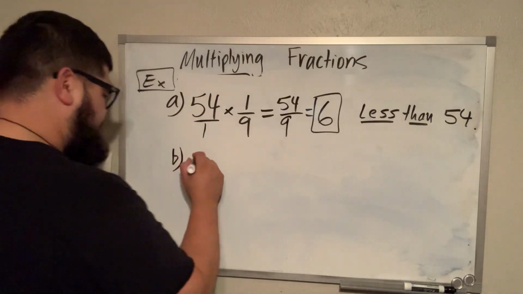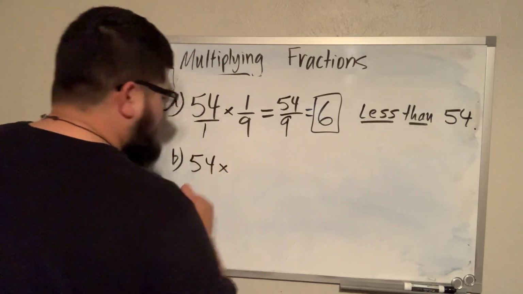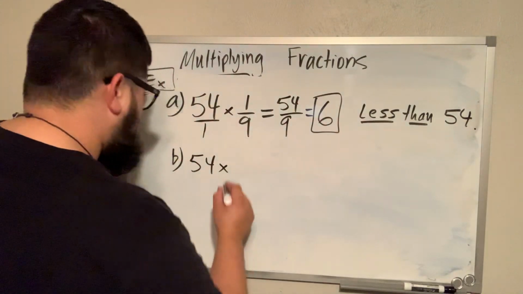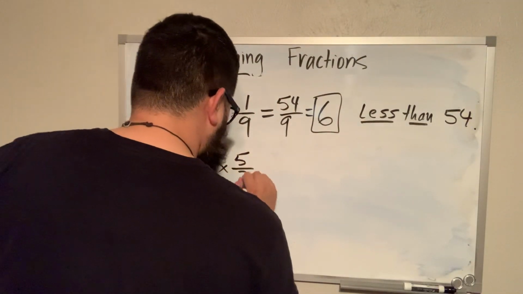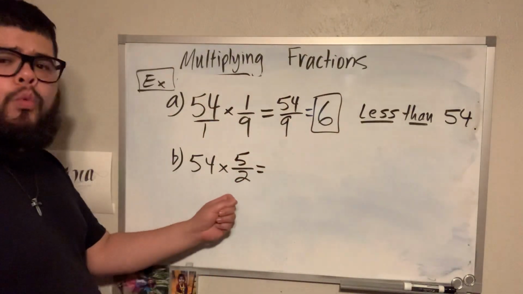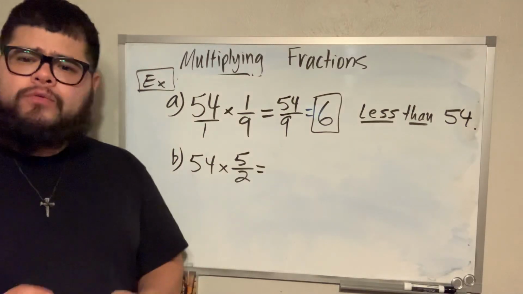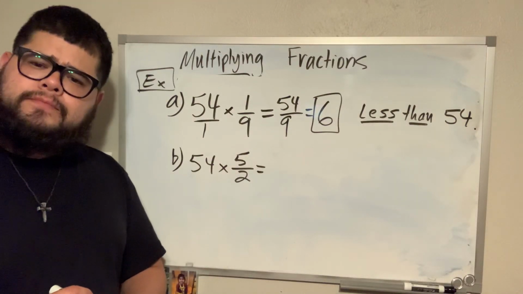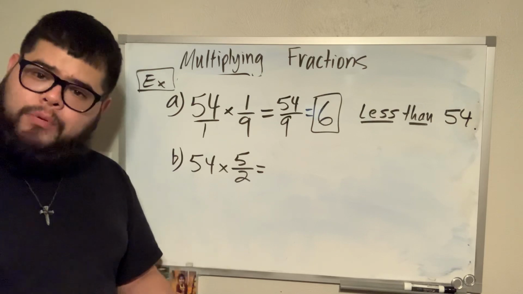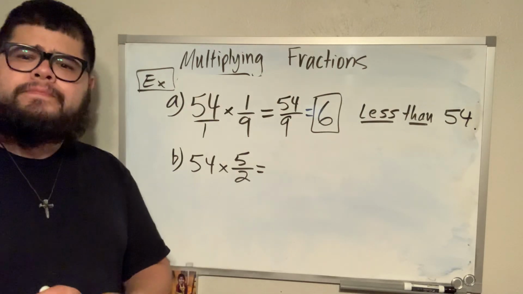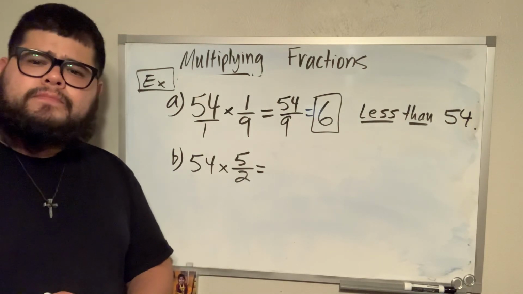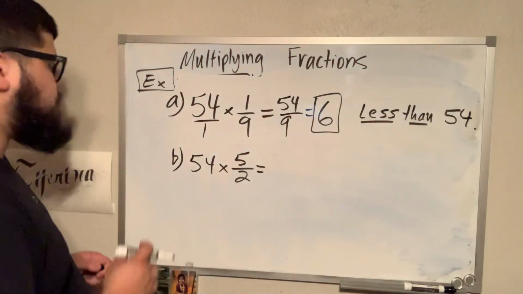Now, we're going to get that same 54. We're going to multiply 54 by the number 5 over 2. Now, what do we notice about the number 5 over 2? It's an improper fraction, right? Which means what? That it's greater than 1. Okay, we got that in our minds.